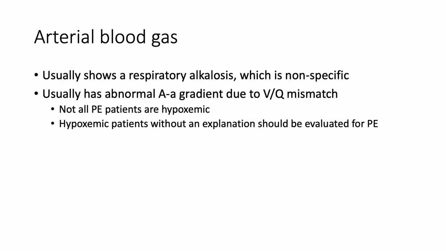Arterial blood gas might be useful in pulmonary embolism. Usually it just shows a respiratory alkalosis because the patient might be breathing really quickly or hyperventilating. That's nonspecific. Most patients with hypoxemia will develop a respiratory alkalosis. Usually you're going to have an abnormal A-a gradient as well because of VQ mismatch. But it is important to note that not all patients with pulmonary embolism are hypoxemic. But if you do have a hypoxemic patient without an explanation, you should evaluate them for pulmonary embolism.